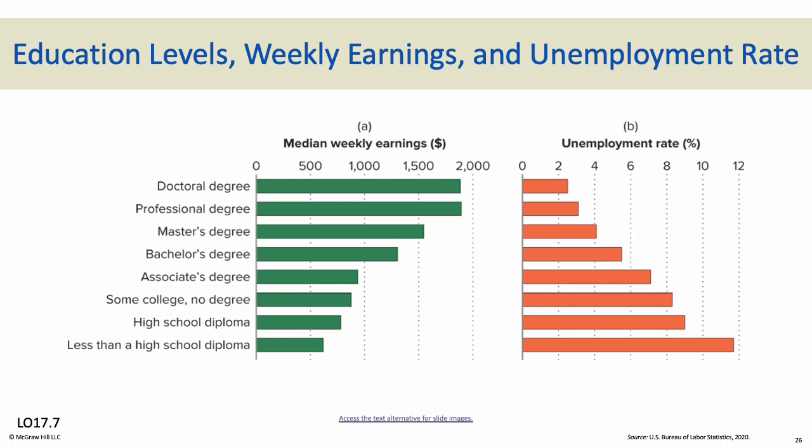So, education levels, weekly earnings, and the unemployment rate. Generally, the higher levels of degrees, professional degrees and master's degrees, have lower unemployment than bachelor's degrees, associate degrees, some college, no college degree, and high school and less. The less educated, generally, the higher the correlation with unemployment for that group. And that's just something to keep in mind. Generally, investment in education yields a return in the form of better earnings and also a better chance of being employed.